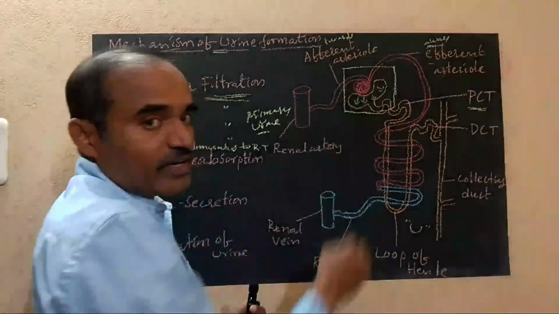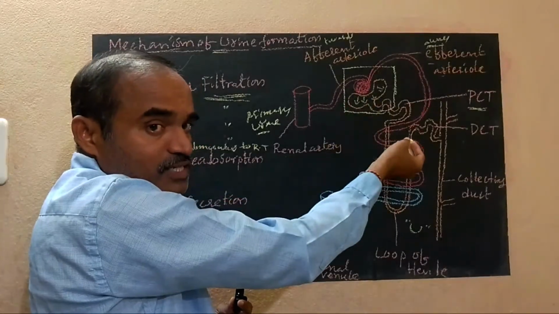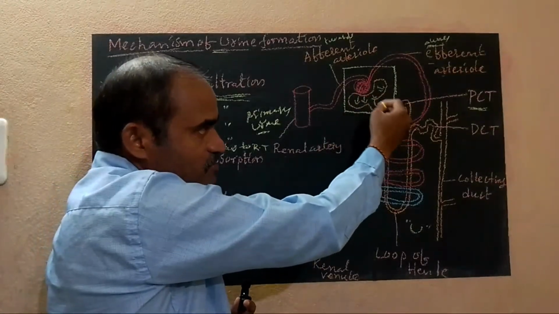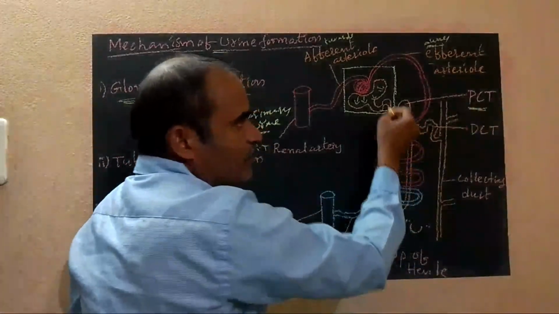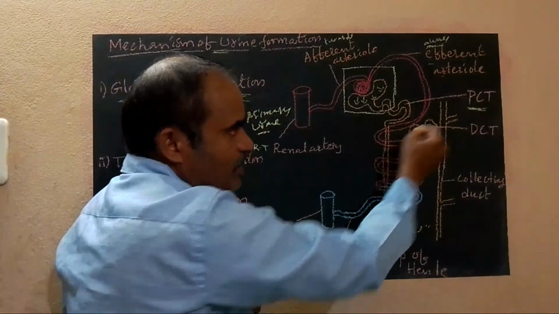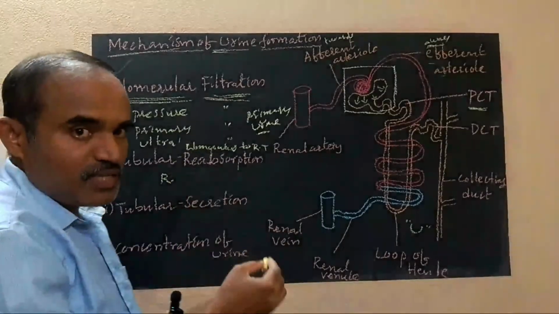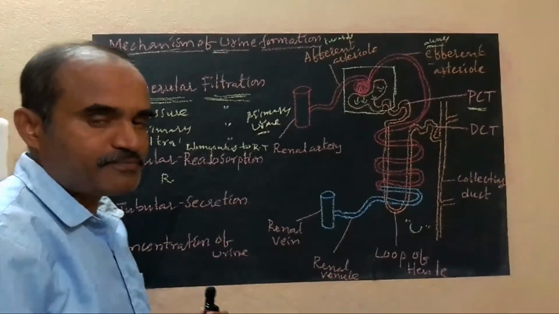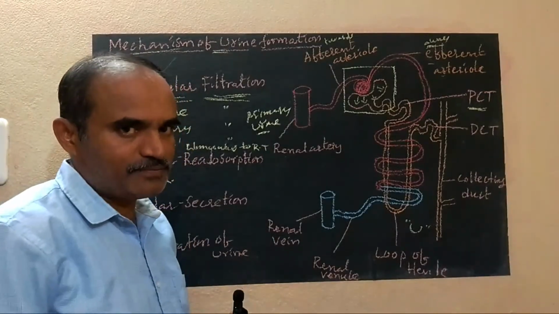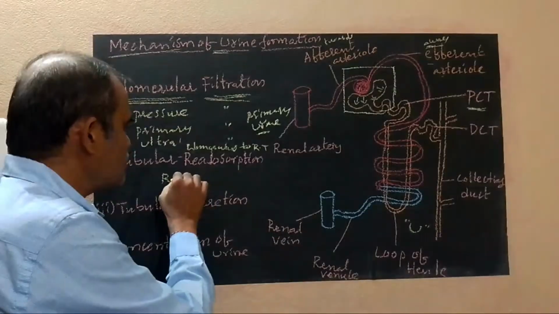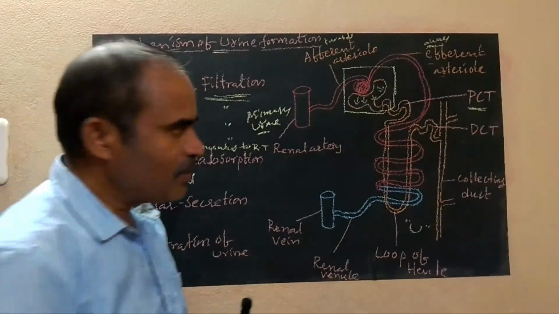After glomerular filtration by the glomerulus, all the useful and unuseful substances are filtered and enter into the Bowman's capsule. This part is called the PCT. So from here, the useful substances are again reabsorbed. Useful substances are reabsorbed by the blood capillaries.